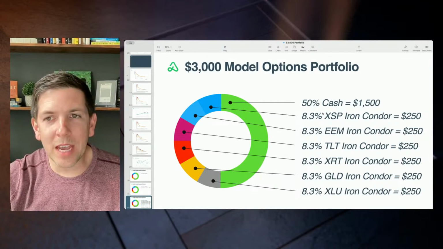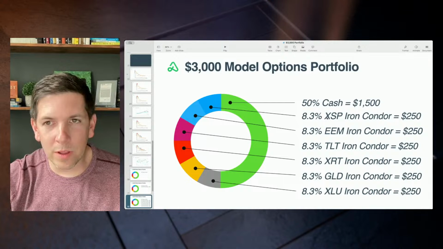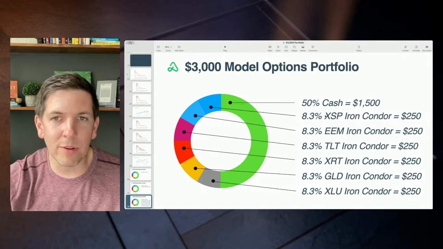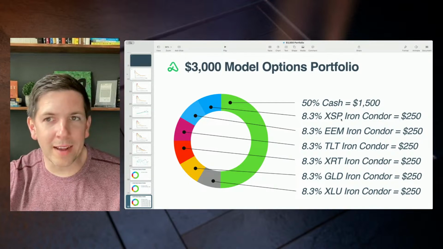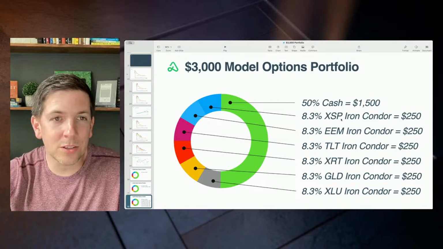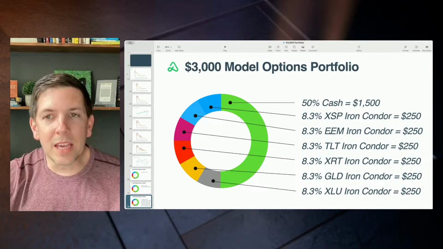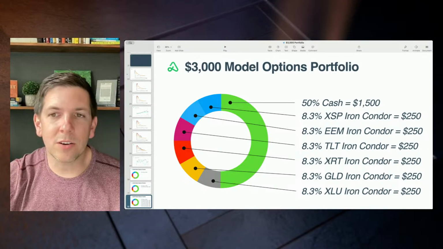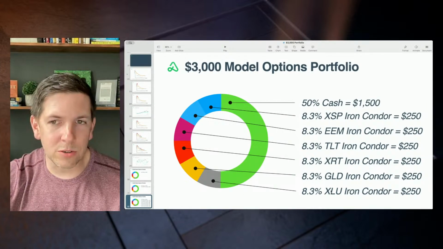And then what you'll do is take those positions and get into a broad set of ticker symbols that are as uncorrelated as possible. Those ticker symbols would be things like, and I'll show you the rest of the list in a second, XSP, which is the S&P, and it's also cash settled. SPY is a good surrogate for this if you want, but XSP is cash settled. You have EEM, which is emerging markets. You have TLT, which is bonds, XRT, which is retail, GLD, which is gold, and XLU, which is utilities.